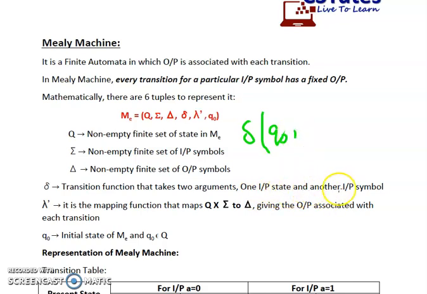Then the second input is our input symbol. Now let's say we are reading an input symbol 0. Then we will move to a state Q1. So this is a transition function. The meaning of this transition function is that currently we are on the state Q0 and we are reading an input symbol 0. Then we are moving to a new state, that is state Q1.